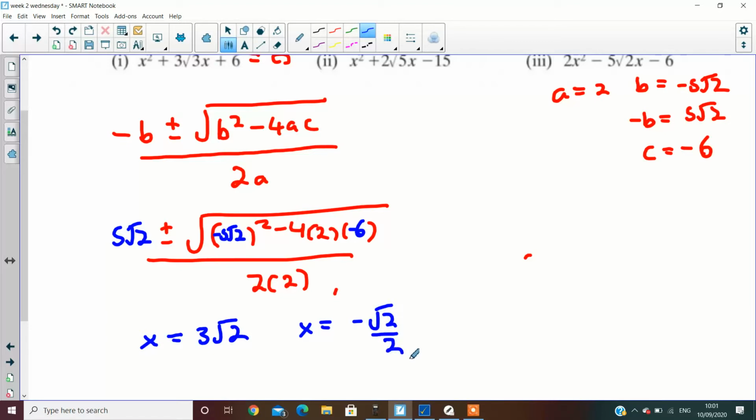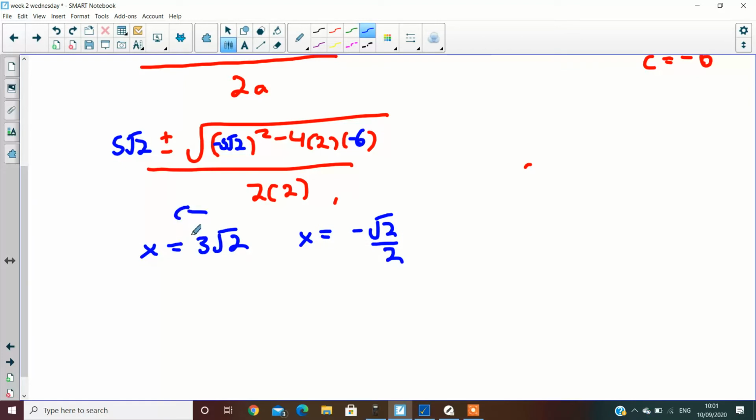Now, we need it to be equal to 0 on the left, you got it? So here's what we suggest you do. What's the first one? X minus 3 root 2. Is everybody happy with x minus 3 root 2 equals 0? What about this one? Division of 2 on the right is multiplication of 2 on the left. So what do I get?